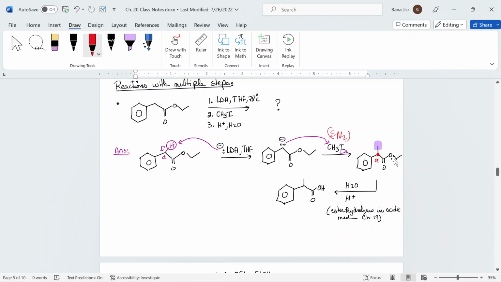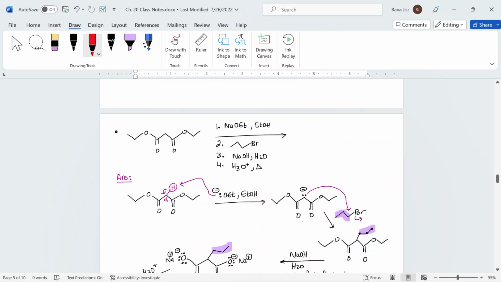Now you can change the ester into an acid. This is hydrolysis of esters in acidic medium. Refer to chapter 19, please, for the mechanism of the reaction. Every single ester, if you have more than one ester, all the esters are going to turn into a carboxylic acid. This is acidic medium, so you're going to form a carboxylic acid in there. And this is going to be your final product. Now let's have another example.